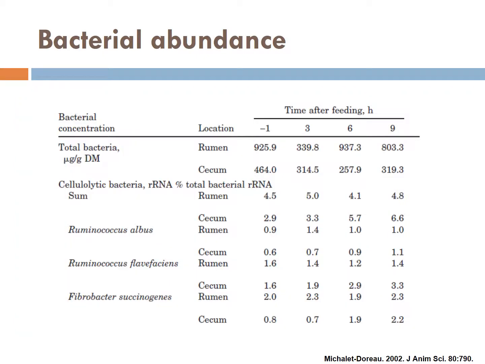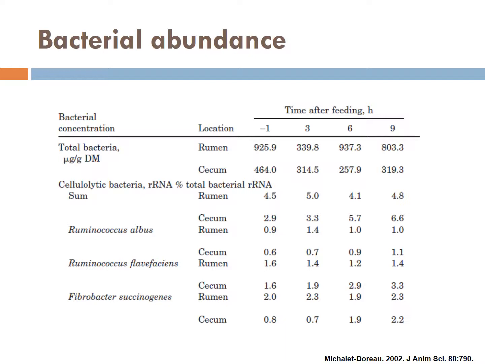A more recent study compared bacterial abundance using molecular techniques, specifically RNA probes. Here the authors compared the abundance at various times after feeding. They saw that the abundance in the rumen was higher than in the cecum for most time points for total bacteria. The cellulolytic bacteria, when expressed as a percentage of total bacterial RNA, did not differ much between the rumen and cecum. It was about 5%. Looking at individual species, Ruminococcus albus, Ruminococcus flavefaciens, and Fibrobacter succinogenes, we see nearly equal abundance in the rumen versus the cecum.